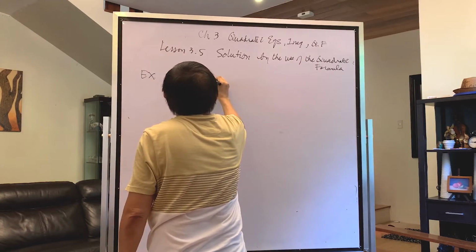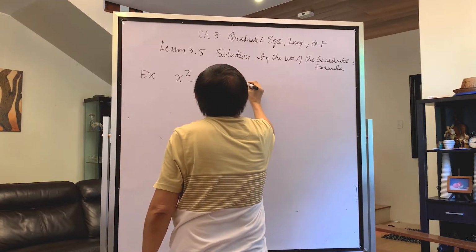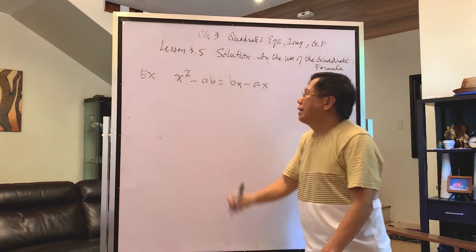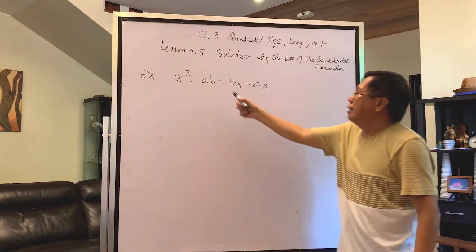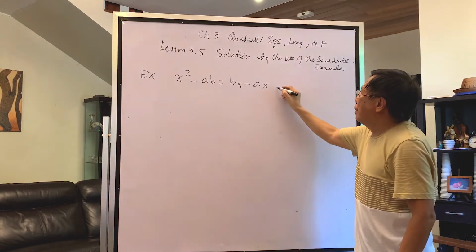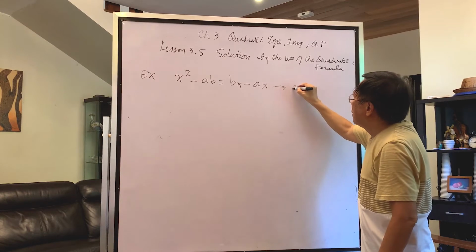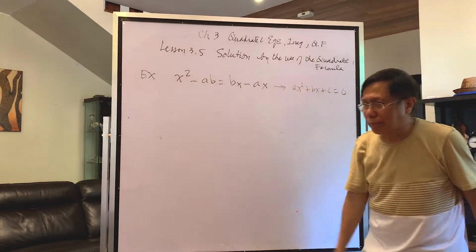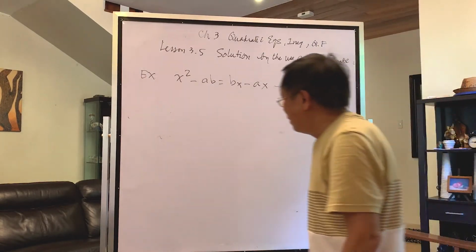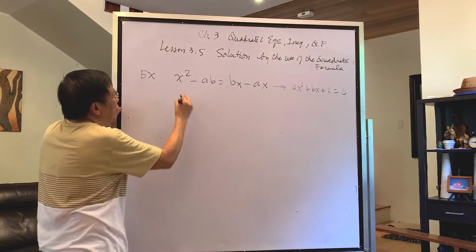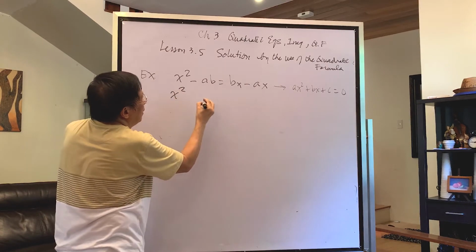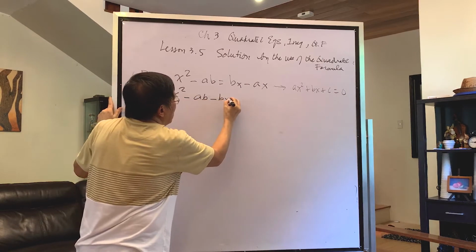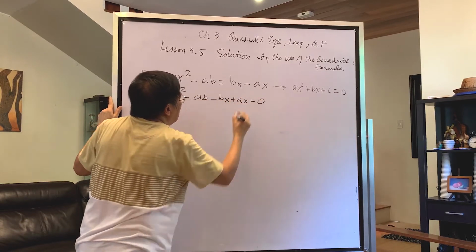x squared minus ab equals bx minus ax. This one is quadratic in x. So we have x squared minus ab equals bx minus ax. We want to transform this to the form ax squared plus bx plus c equals 0. Okay, so let's have one side equal to 0. We get here x squared minus ab minus bx plus ax equals 0.